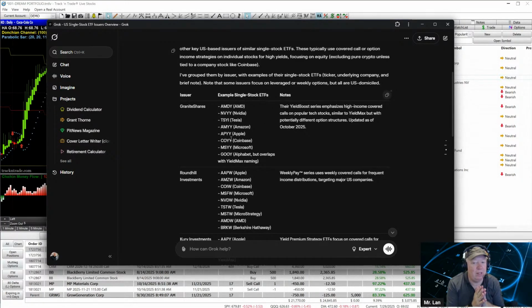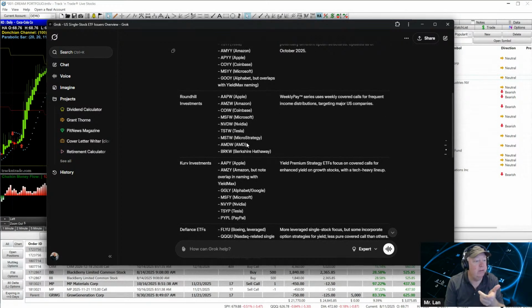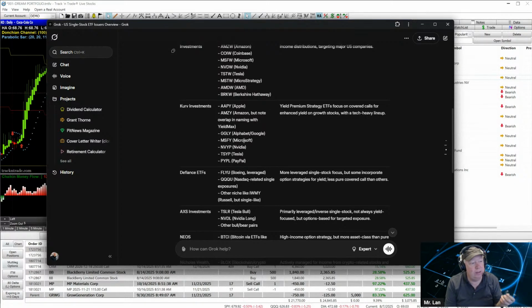So many of these use a different strategy than Yield Max. Yield Max uses a strategy of synthetic longs and covered calls. These other guys, some of them will use just covered calls. They'll buy the stock and they'll do the covered calls. Some of them will do the synthetic. Some of them will go do them on different types of stuff. There are just different strategies of doing the same thing.